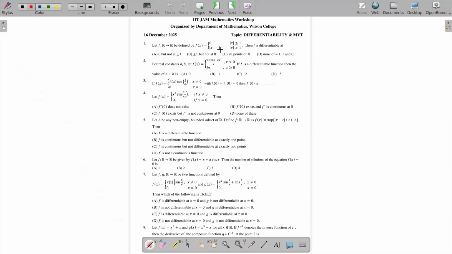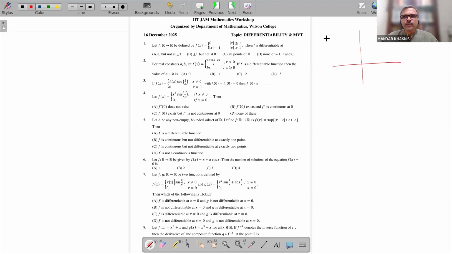Just plot the graph and you will know that it's not differentiable. Now mod x minus 1, how does it go? Actually mod x is this, minus 1 will take you down. This is mod x minus 1, but this is the graph for mod x greater than 1, so after 1 and before minus 1, that is the graph. And in between it is just 0. So this portion will not be there in the graph.